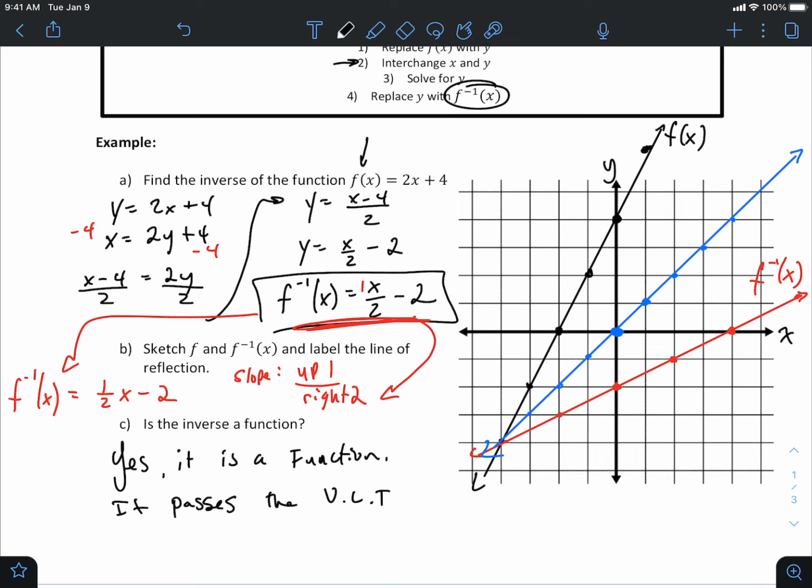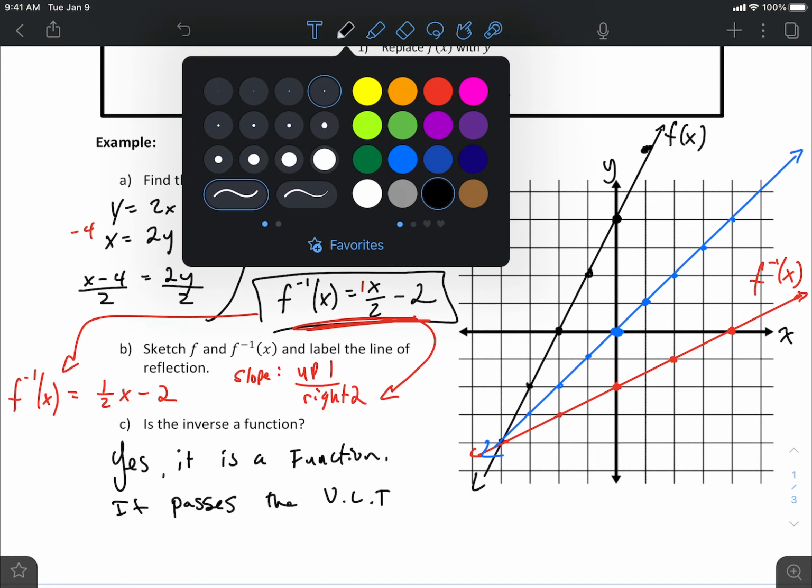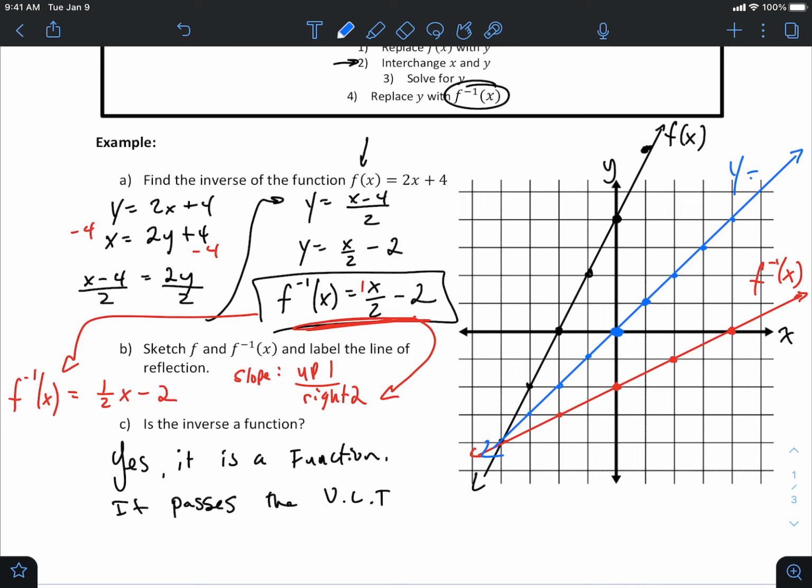Yeah, Max? Didn't it also ask you to label the line of reflection? Oh, fair enough. Yeah, see, wouldn't have gotten full marks there. So y equals x. There you go. That's at one scale, I think.